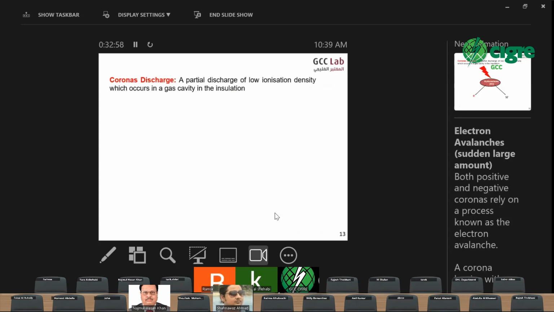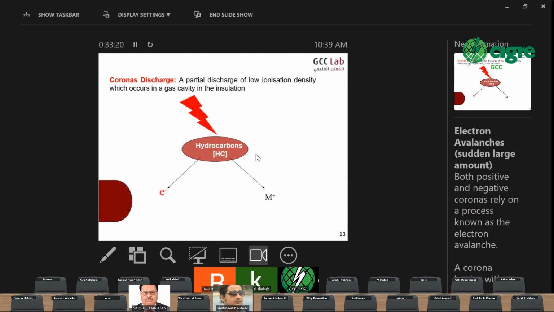We'll talk a little about what corona discharge means. It's a partial discharge of low ionization density, which occurs in a gas cavity in the insulation. How can it be like this? If you take hydrocarbon, meaning the oil here. Here it is, the oil.